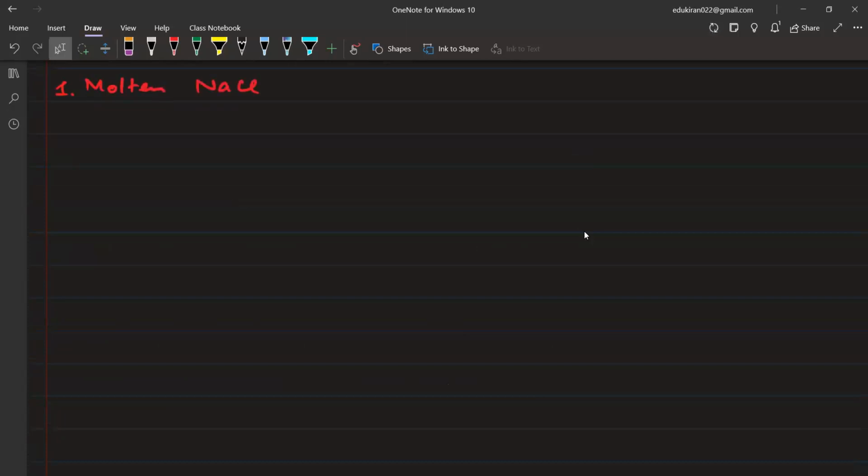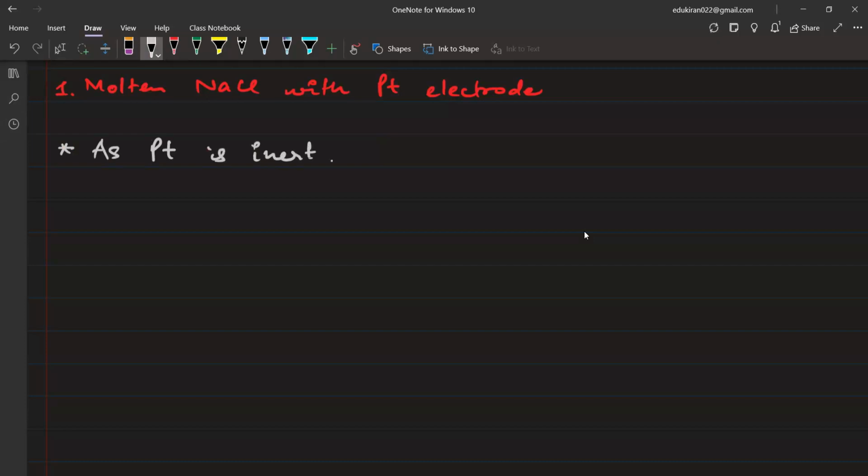Molten NaCl with platinum electrode. Okay. Now write first point here. As we have seen platinum in the previous cases also, hydrogen electrode may be platinum tha, and that was an inert electrode, right? Platinum is inert. It won't take part in electrolysis.